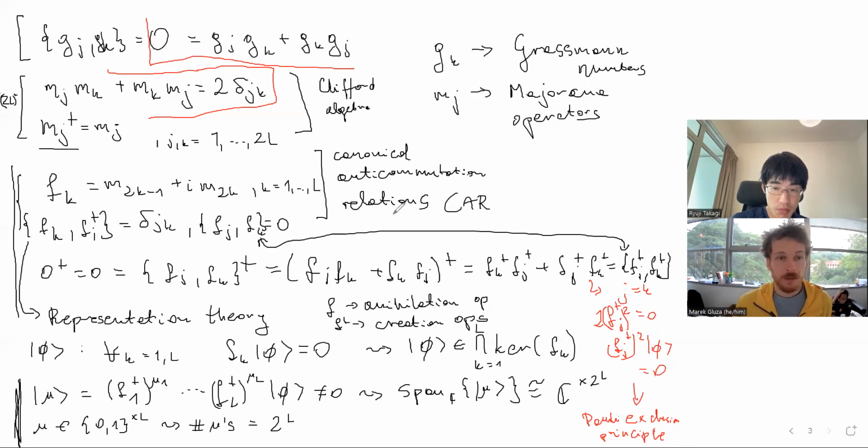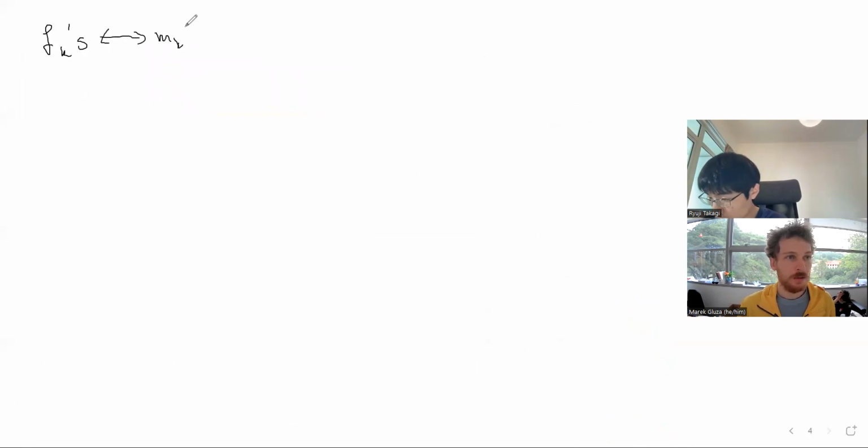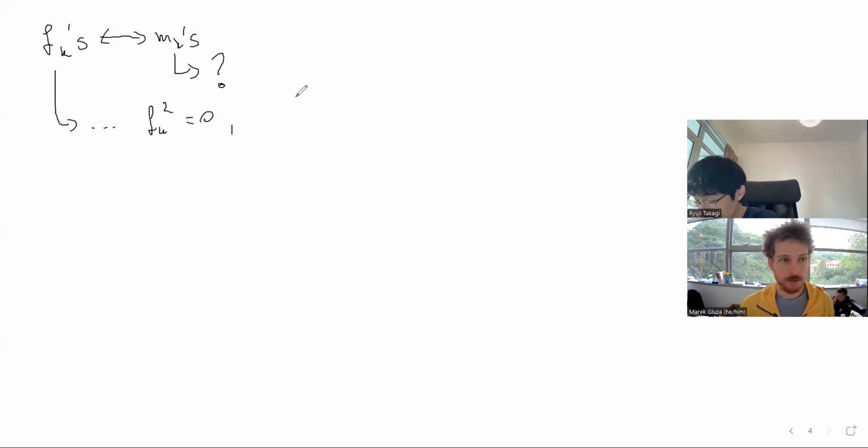That's useful because this allows us to say what happens if I take the dagger of... okay, let me make a new page to say what this is telling us. So this relation between fk's and mk's is useful because we can learn a little bit more about these operators. While those fk's I was doing quite fast to say that basically fk squared is 0, so Pauli exclusion principle. Then we have the vacuum, and we can do the span of the space.